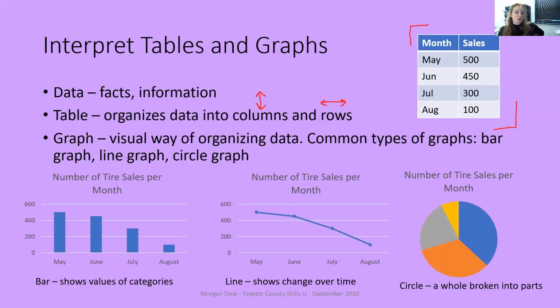Okay, and then we also use graphs. So graphs are another way of organizing data, and it's a more visual way of organizing data. There are a few really common types of graphs. These are types of graphs that will almost assuredly show up on your GED math test, also your social studies test, also your science test. So you want to be on the lookout for these. So these three common types of graphs are bar graphs, line graphs, and circle graphs. Another name for circle graph is pie chart. So you might hear them called pie charts.